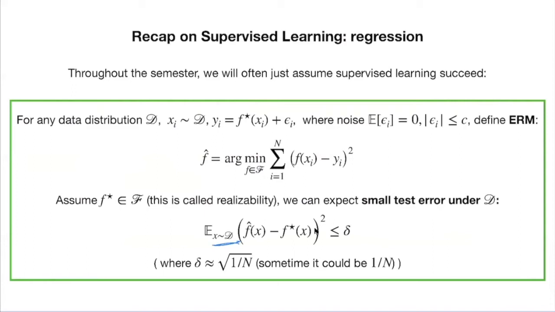So delta is a small number. Think about this as shrinking in the order of 1 over square root of n, or sometimes even 1 over n, depending on the assumptions on the models. But the bottom line is, we can do well under the same distribution that we use to generate the training data. And as the number of training data goes to infinity, this prediction error goes to 0.